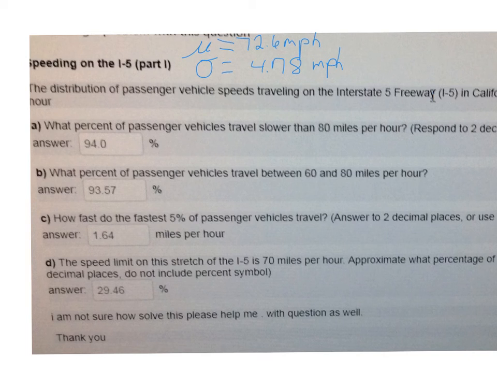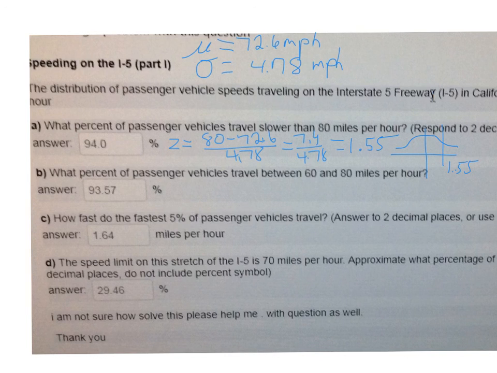So if we're being asked about vehicles traveling slower than 80 miles per hour, our z-score is going to be the difference between 80 and 72.6 over 4.78. So if we work that out as a z-score, first of all, then I get a z-score of approximately 1.55 rounded off. Okay. So what that's telling us is that for the normal curve, we are 1.55 standard deviations above the mean.